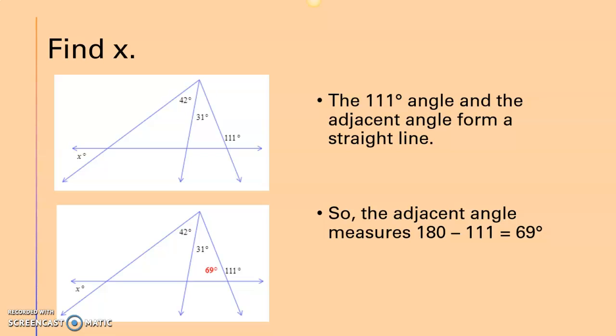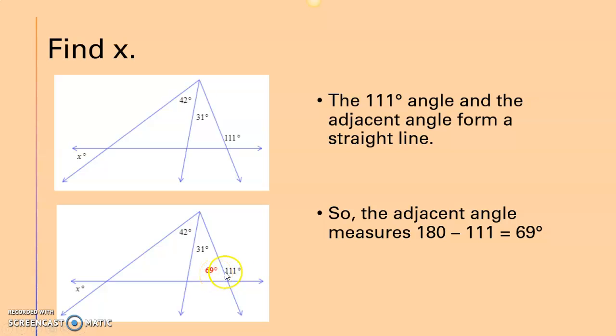So looking here, we want to find x. So we can start with the information that we know. We know that this angle is 111 degrees. And the rule for adjacent angles, remember, adjacent angles sum up to 180 degrees. So the angle that's adjacent to the 111 degree angle would be this angle right here. So if we do 180 minus 111, it's going to give us 69 degrees, which is going to be the degree of this angle right here beside the 111 degree angle.